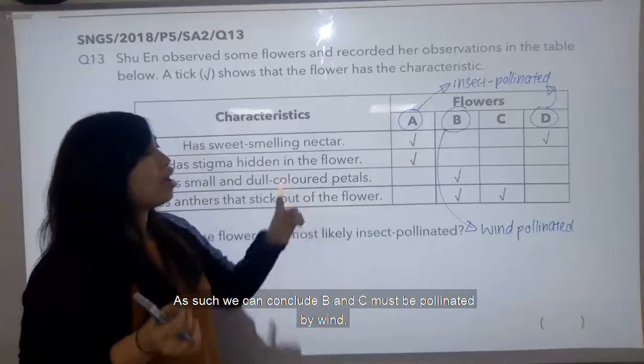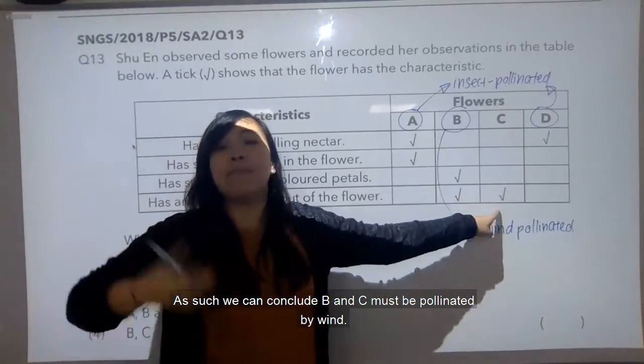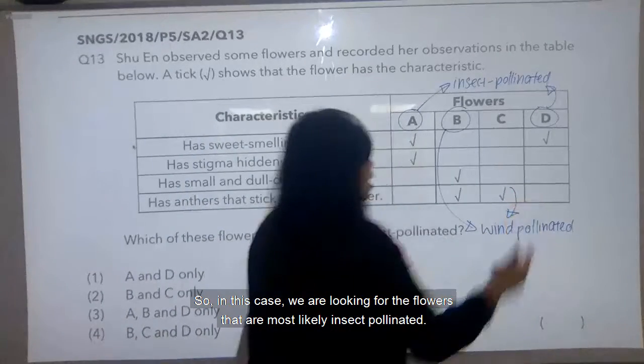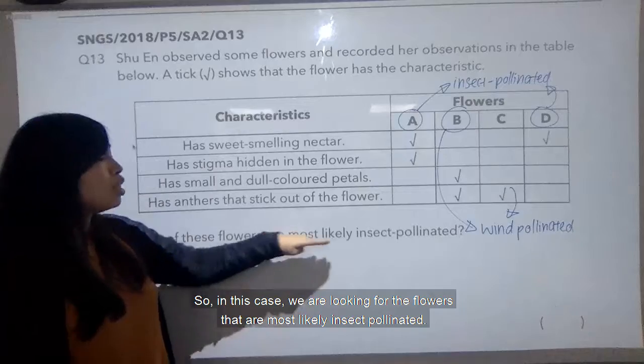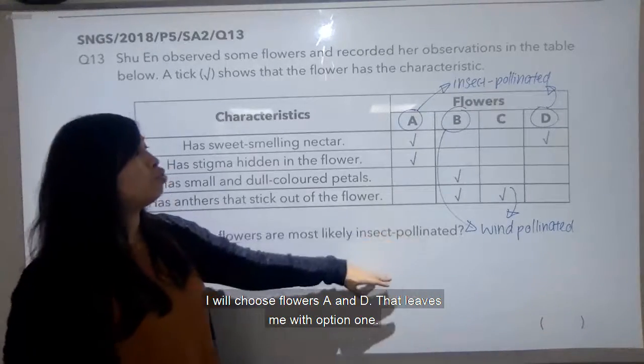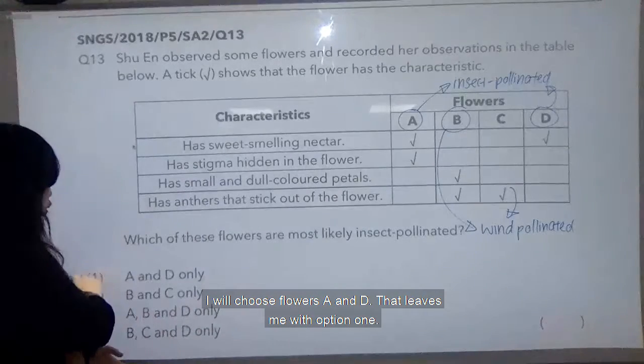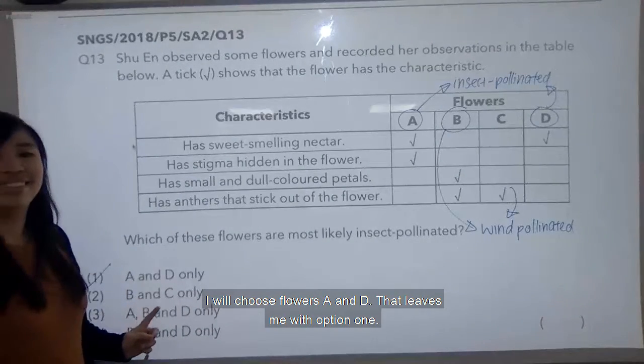As such, we can conclude that B and C must be pollinated by wind. So, in this case, we are looking for the flowers that are most likely insect pollinated. I will choose flowers A and B. That leaves me with option 1.